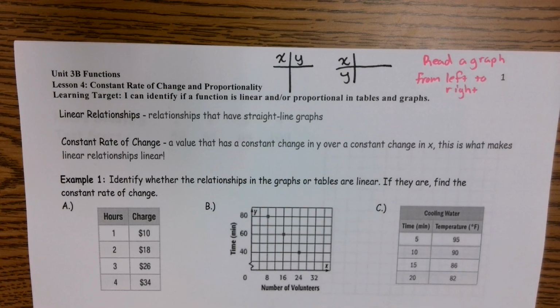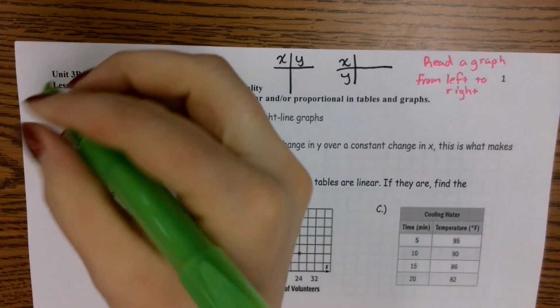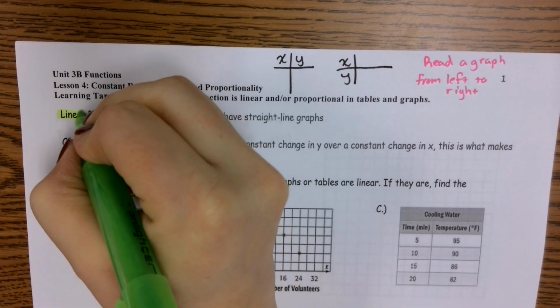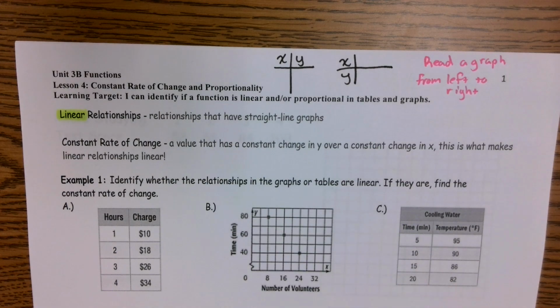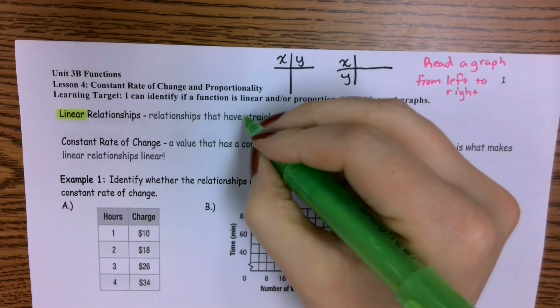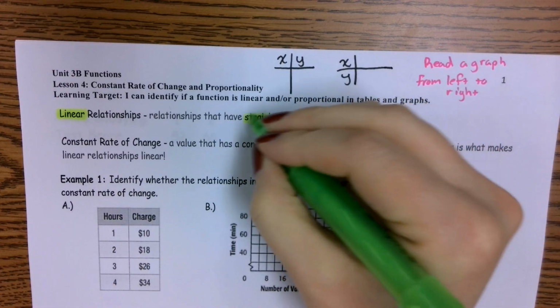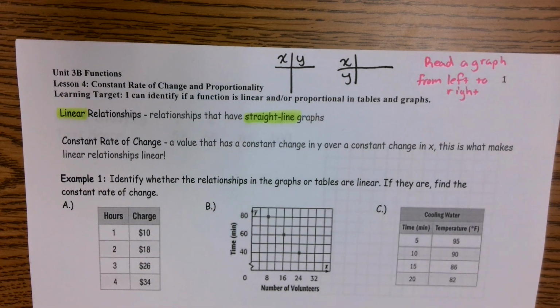Okay, so now the idea for linear. Talking about these linear relationships, when you think of the word linear, you should see the word line in there, and it should make you think of lines, and lines are supposed to be straight. So when we talk about linear relationships, we are talking about relationships that when we plot them on a graph, that graph is going to be a straight line.